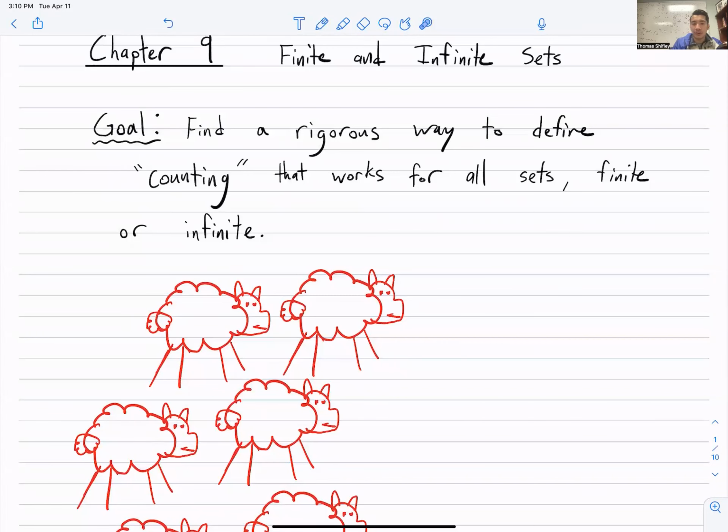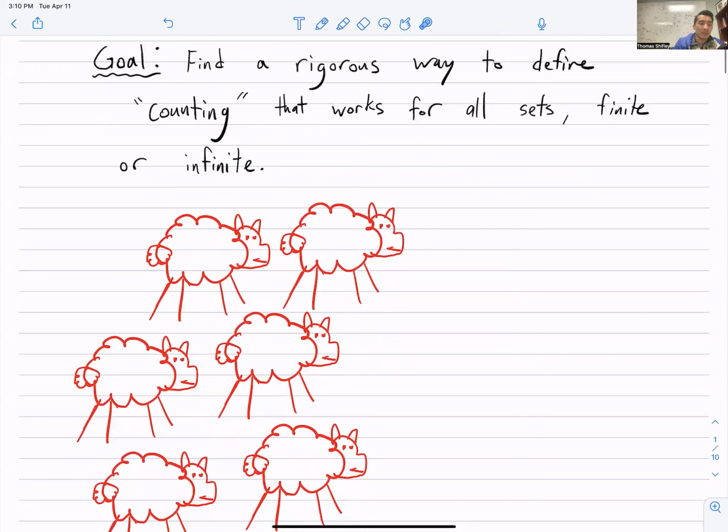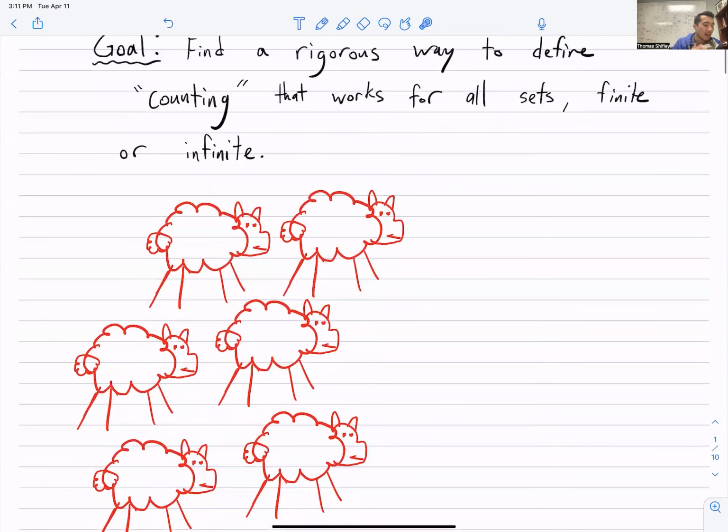We all intuitively know how to count, right? I'm teaching my 2-year-old Josiah how to count. And from an early age, we have this idea of what counting is, but I don't know if you ever really thought critically or long and hard about what counting really is.